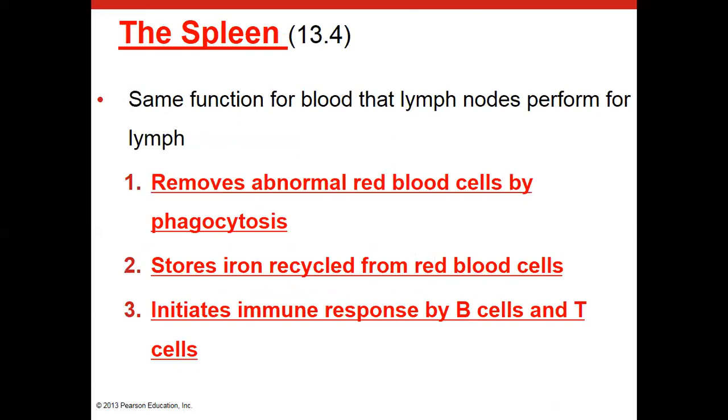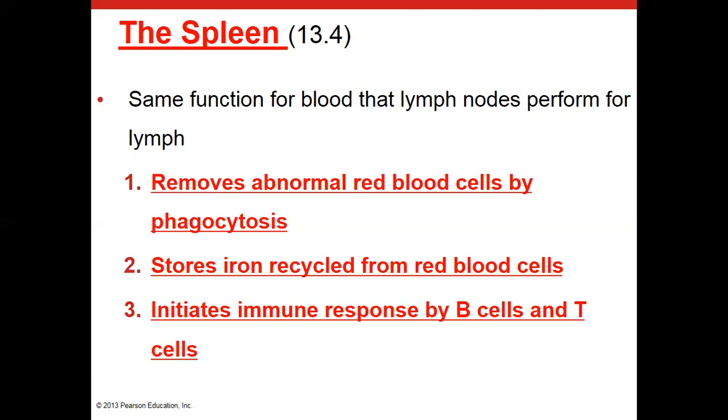The spleen is a really important organ in the lymphatic system, and it has several functions. It has some similar functions for blood that lymph nodes perform for lymph. So it's basically filtering blood like lymph nodes would filter lymph. It removes abnormal red blood cells by way of phagocytosis, so engulfing abnormal red blood cells that aren't doing their job or are just old and dying. And in doing that, the spleen can remove the iron from those red blood cells and store it until it's needed. And it can be sent back to the bone marrow where red blood cells are produced and recycled.